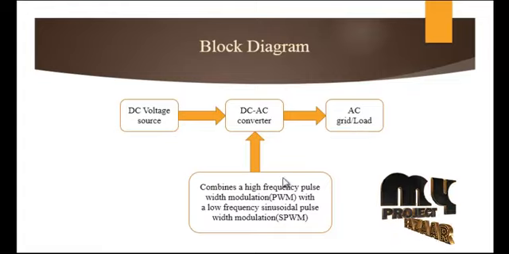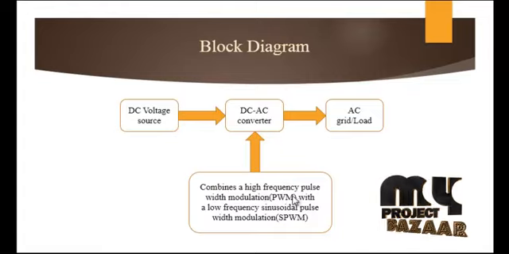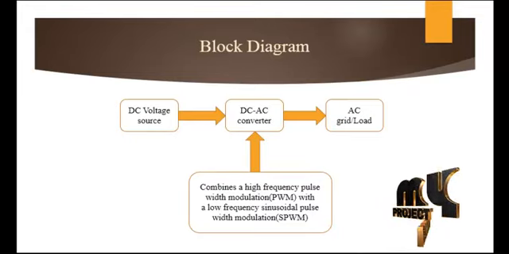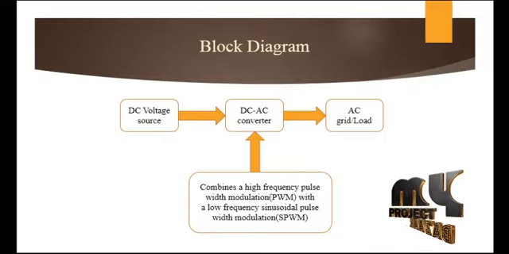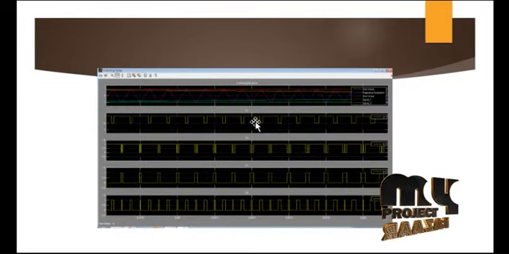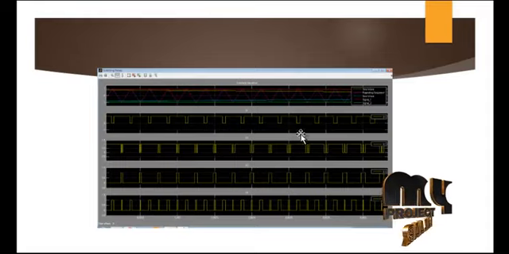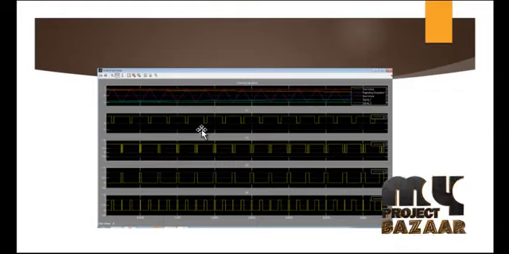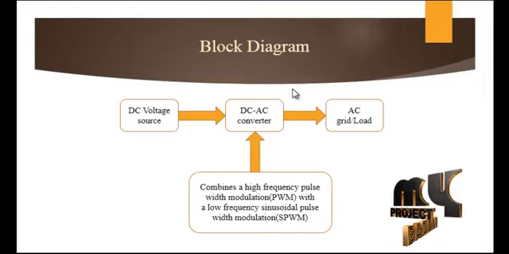Next, we can see the high frequency pulse width modulation combined with the low frequency sinusoidal modulation. You can see these results: the carrier, switch 1, switch 2, switch 3, switch 4, and the sinusoidal waves. This is the high frequency pulse width modulation with low frequency sinusoidal pulse width modulation. So our process is completely stable.